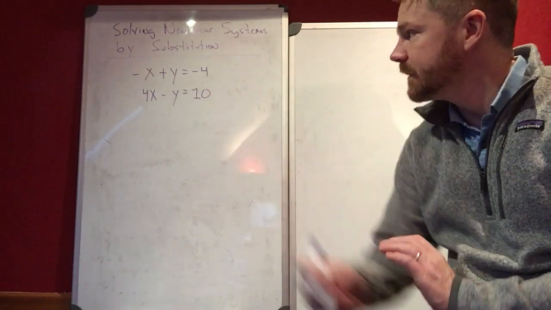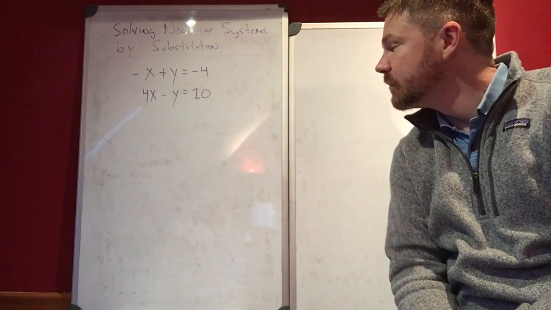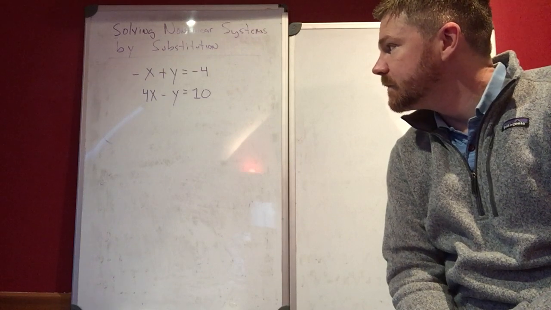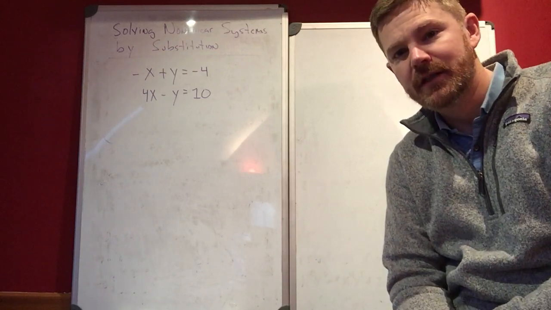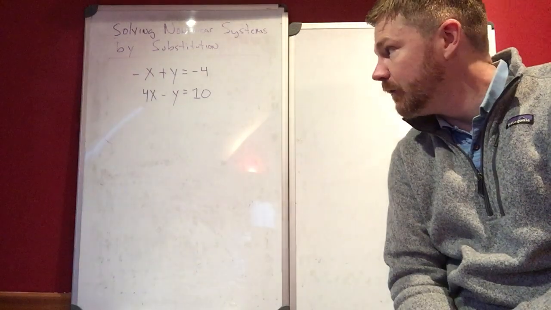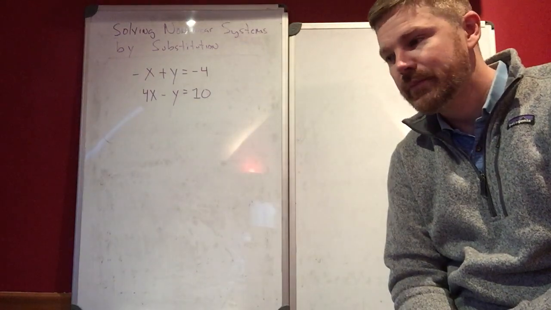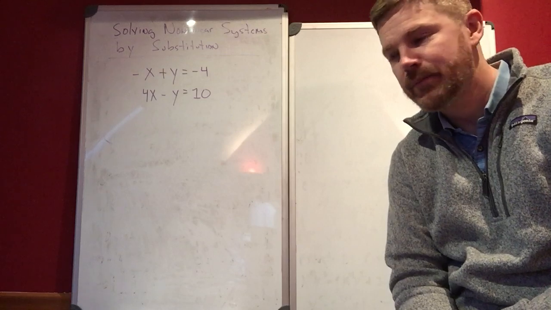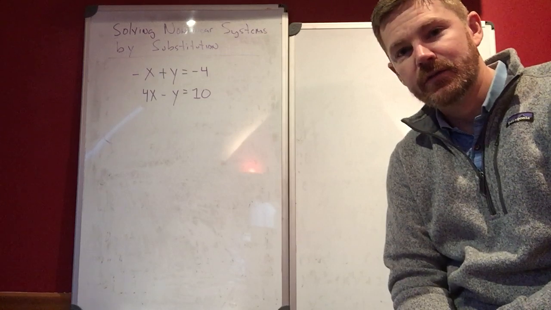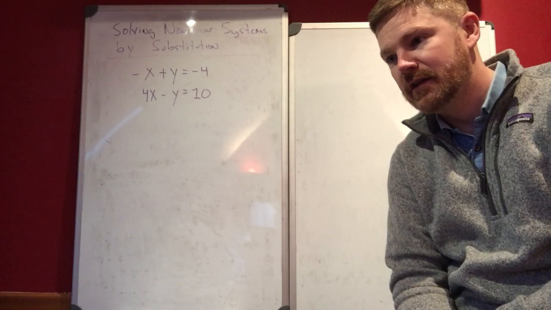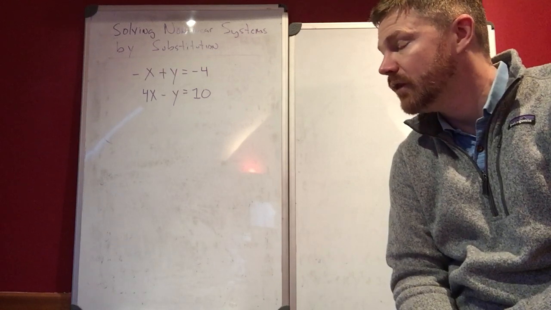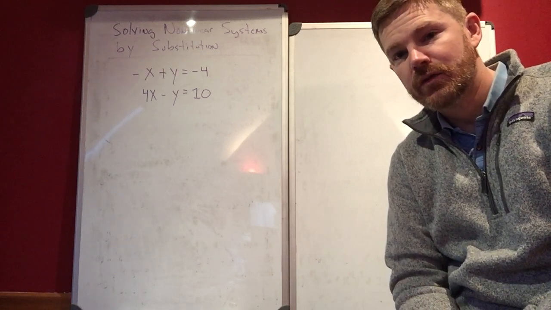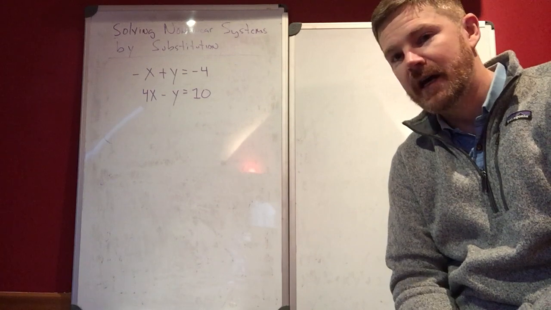So here's a linear system: negative x plus y equals negative 4, 4x minus y equals 10. Okay, we know that's a linear system because each of the variables is raised to the power of 1, which means that we could write each of those in slope-intercept form, which means that it's going to graph a line. And so we have a linear system, two equations that produce lines graphically.